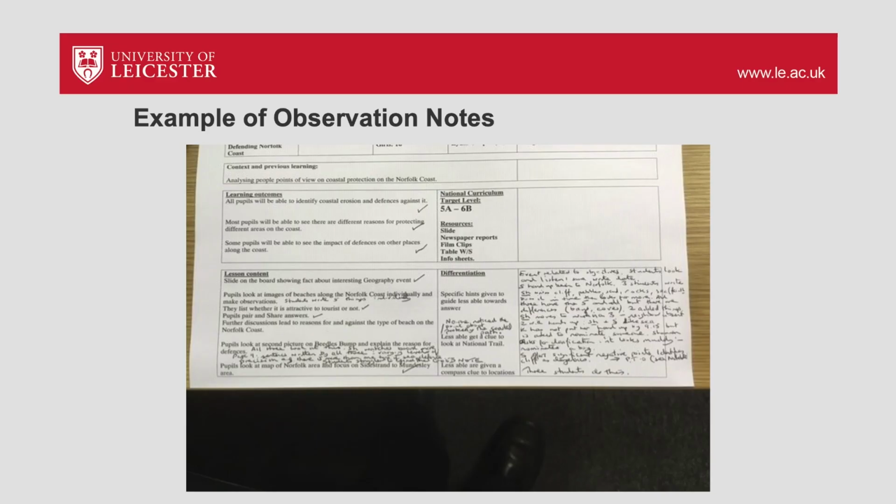Here is an example of observation notes taken from the observation of a geography lesson that we did in one of our projects. And you can see in the final column some scribbled notes by the observer which relate to the different parts of the lesson. And this is an example of what we suggested earlier, that you can write notes on the lesson plan. Useful if you can blow up the lesson plan to a large size and include a column for the observer's observations of what's going on.